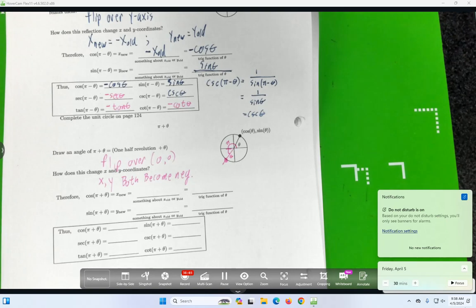Or I guess if they were already negative, they become positive. They both get multiplied by negative. So that tells us everything, doesn't it? In fact, I think we can skip a bunch of the intervening logic steps.